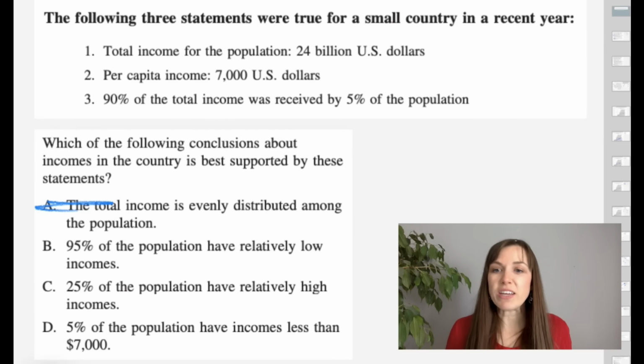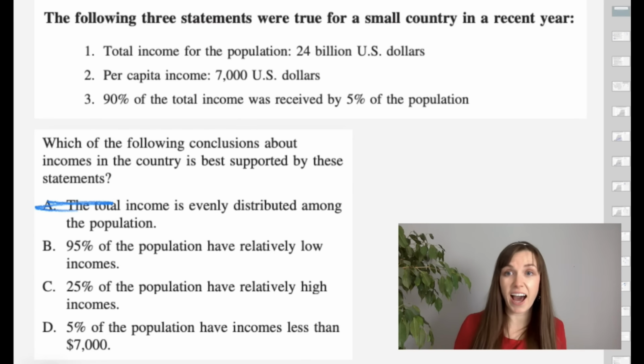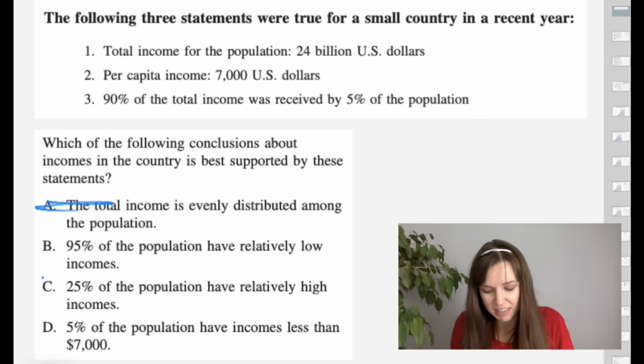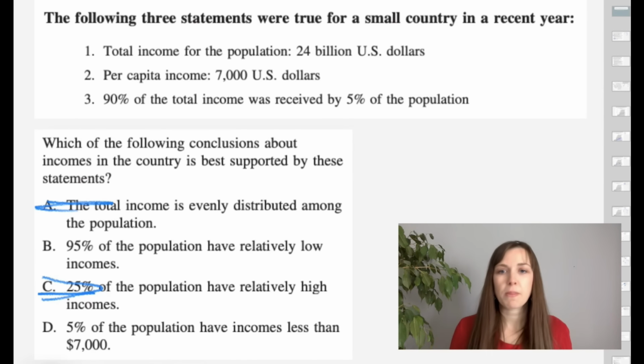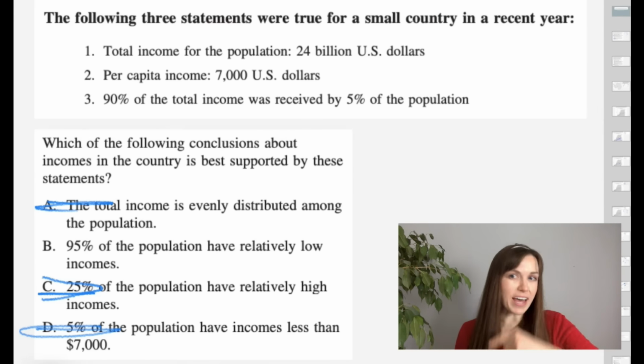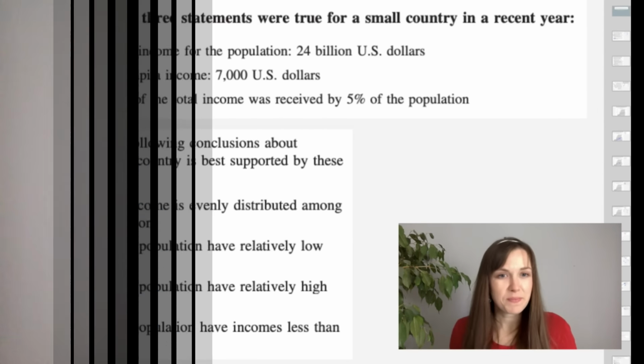C, 25% of the population have relatively high incomes. That's a number they're just kind of throwing out. Nothing in there would give us a reason to choose that answer because nothing said 25 or 75%. Okay, and D, 5% of the population have incomes less than $7,000. Okay, no, right? Again, figuring out the average. The average is 7,000. So that leaves our answer with B.